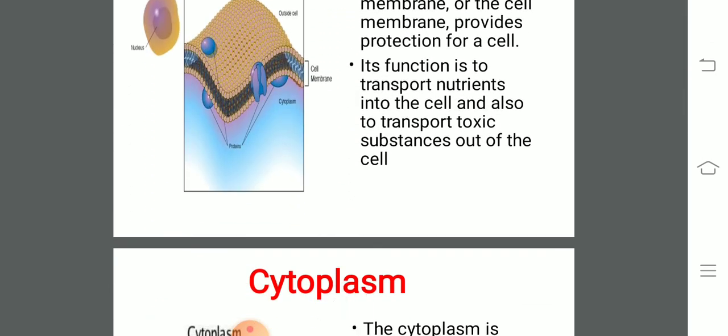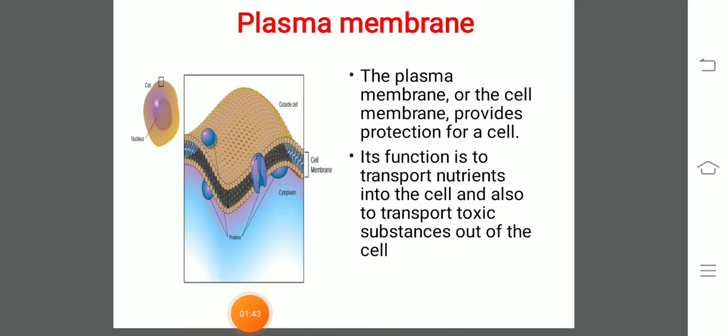Next, the plasma membrane. What is the plasma membrane? Here I have shown the picture of the plasma membrane. It is a thin, fragile and elastic covering that separates the cell components from the outer environment. The plasma membrane, also called the cell membrane, provides protection for the cell. What is the function of the plasma membrane? It is used to transport nutrients into the cell and also to transport toxic substances out of the cell.